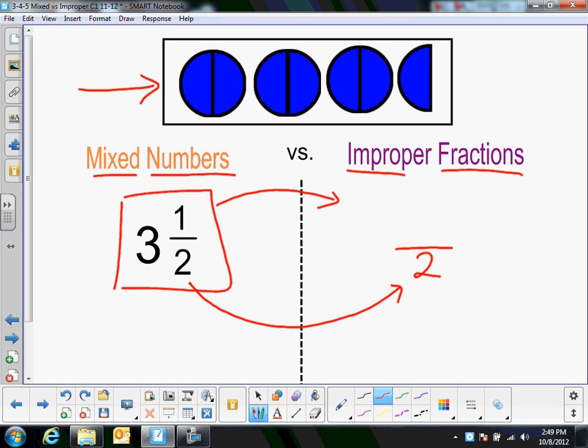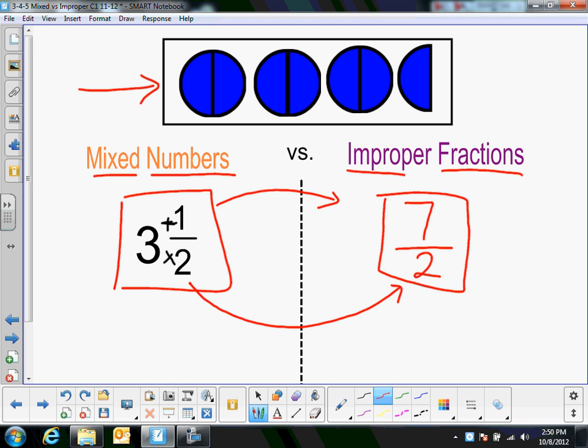My answer will be in halves because the fraction is in half, so I'll keep that the same. In order to get the numerator, you have to multiply the denominator times the whole number. So 3 times 2 is 6. And then add the numerator, add 1. So 3 times 2 is 6, and then 6 plus 1 is 7. So this is 7 halves. This improper fraction, 7 halves, equals 3 1/2.